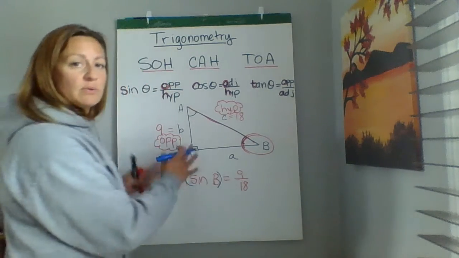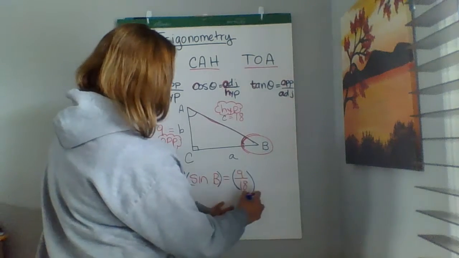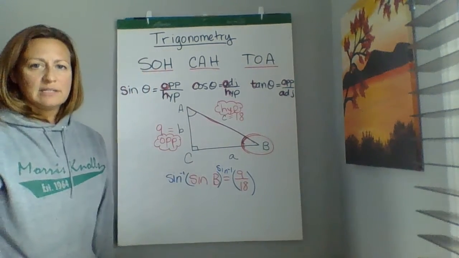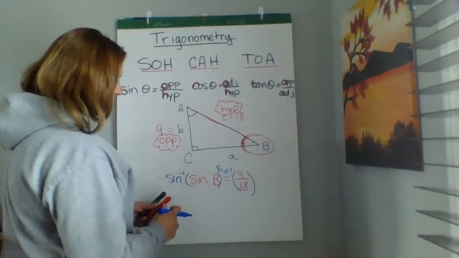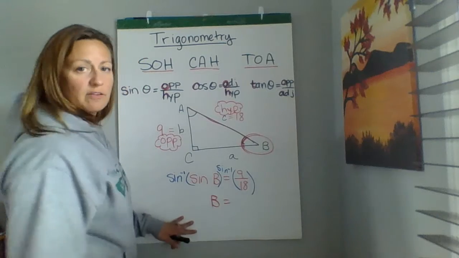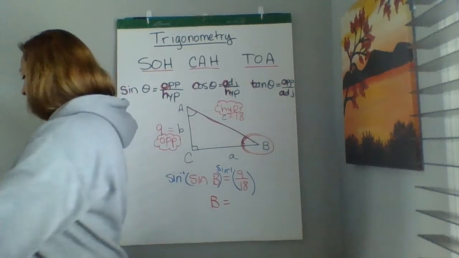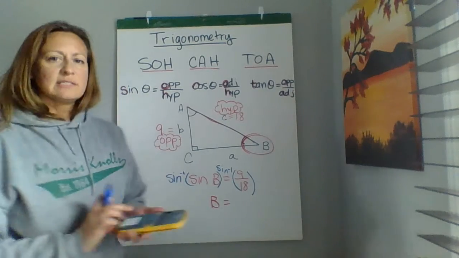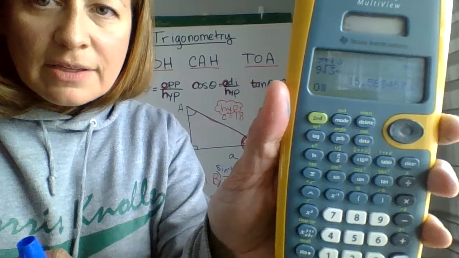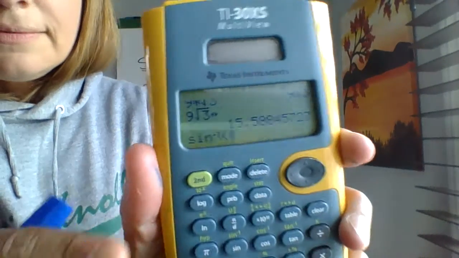This is also called arc sine or inverse sine. And whatever you do on one side of the equation, you have to do on the other side the same. So I'm going to do inverse sine of 9 over 18. Over on this side, this just leaves B isolated by itself. And on that side, I have a calculator problem to plug in. I'm going to calculate the inverse sine.